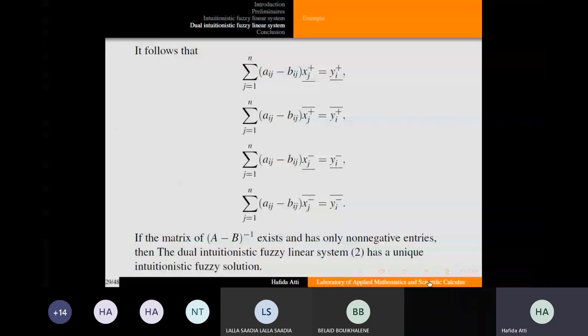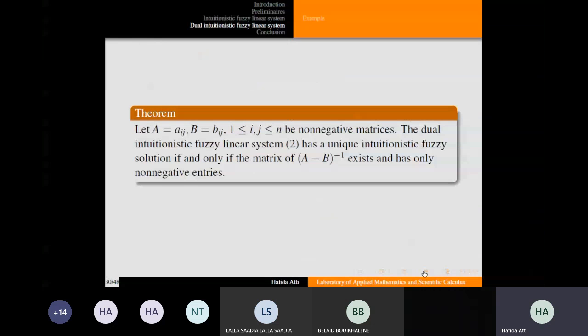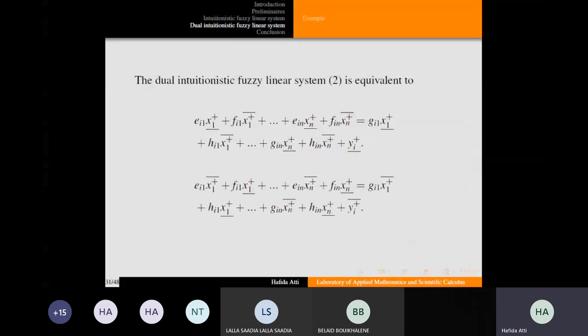Therefore, we get this theorem. If AIG and BIG are non-negative matrices, the dual intuitionistic fuzzy linear system 2 has a unique solution if and only if (A minus B) to the power minus 1 exists and has only non-negative entries. Now we solve the dual intuitionistic fuzzy linear system in the general case.